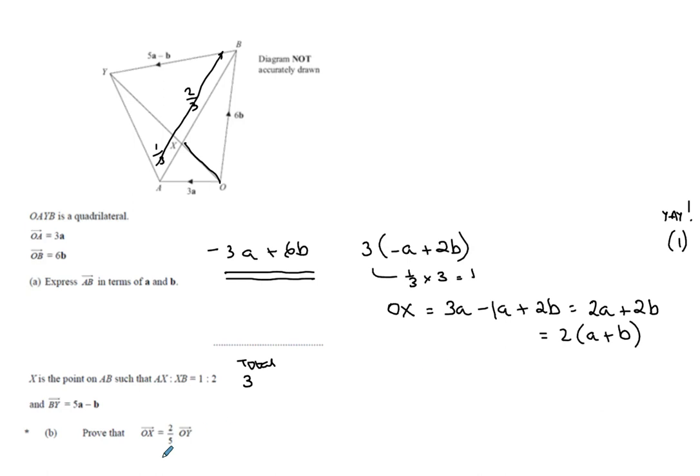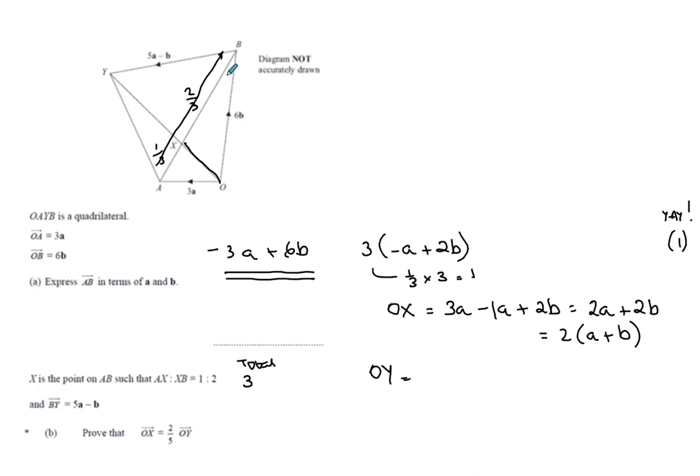Now let's find OY. We can see that's going to be 2/5 of whatever. So really, you can already see it. OY will be 5a plus b, which means it'll be 2/5 of 5, which is the 2. So OY, so we're going that way.